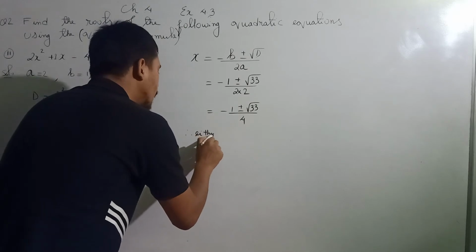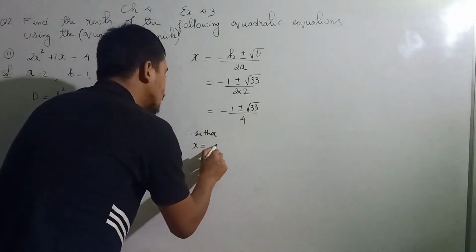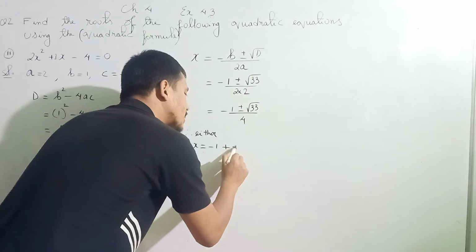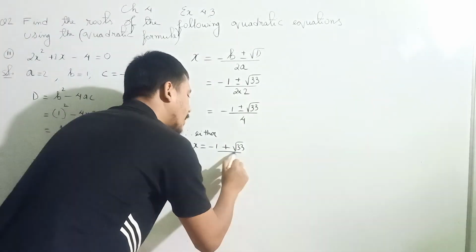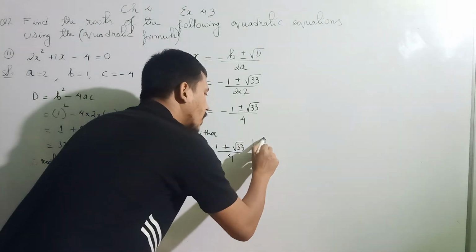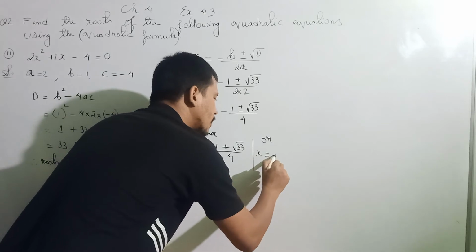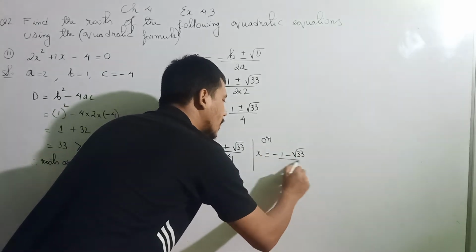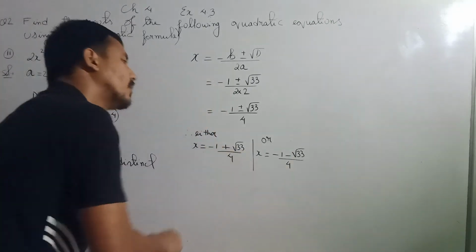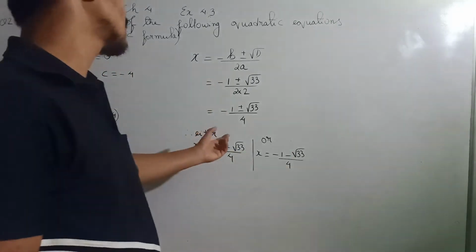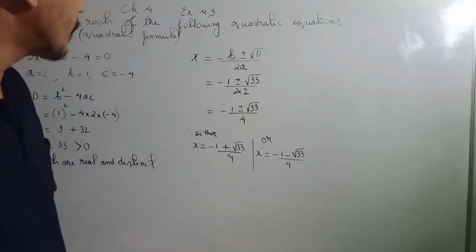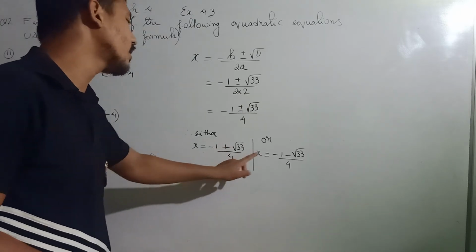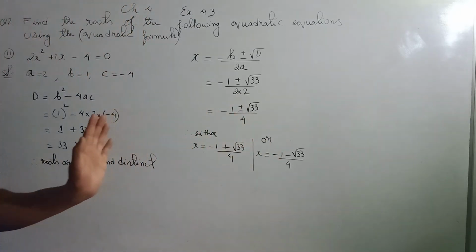Therefore, either x will be minus 1 plus square root of 33 upon 4, or x equals minus 1 minus square root of 33 upon 4. This cannot be simplified further because square root of 33 is an irrational number, and hence we cannot add or subtract it with this minus 1.